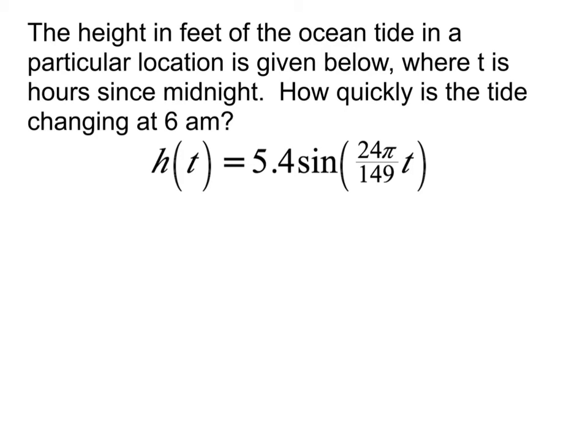For this one, we're told the height of the tide, so that's what this is talking about. This is a height function, where t is hours since midnight. Remember that's what t is going to mean. So how quickly is the tide changing at 6 a.m.? Well, the biggest thing to note here is that we're looking for how quickly it is changing. Changing means that we need to know the rate of change. Rate of change means derivative.